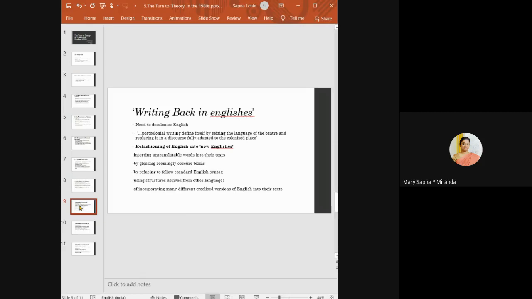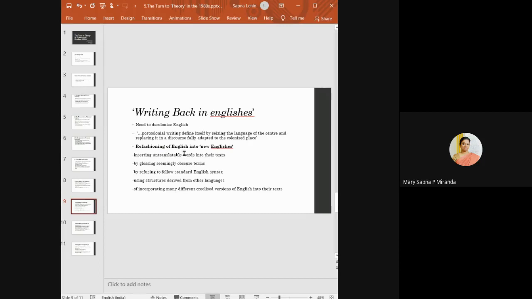So now what is happening is we are writing back in Englishes. Look at the title, Englishes. It's English with a small letter and in plural. So we don't have one standard English, as in one standard British English. Rather, what we have is many varieties of English. So there's this need to decolonize English, that is, free English from all its colonial connotations, all the colonial trappings.